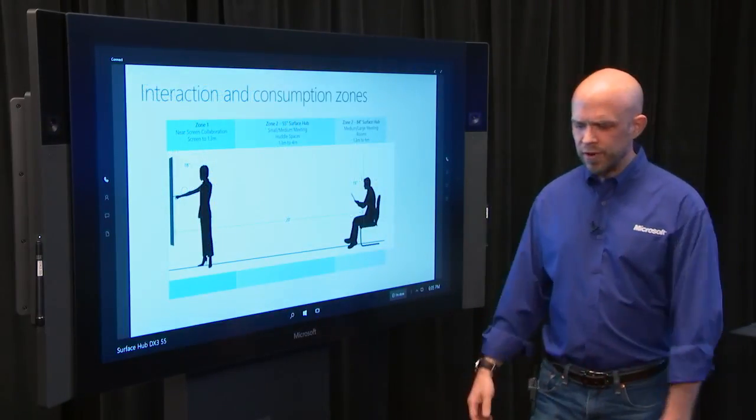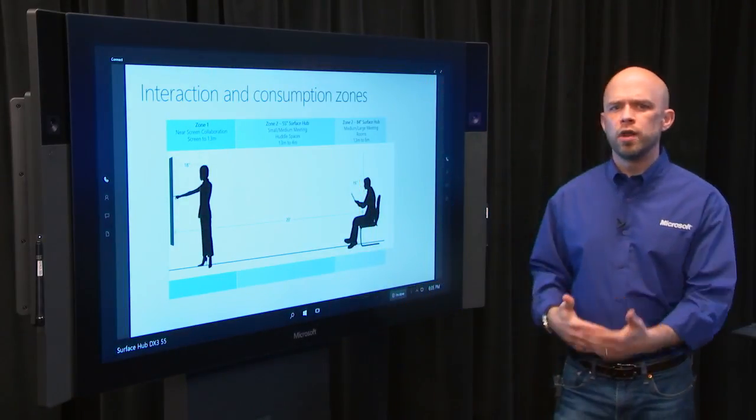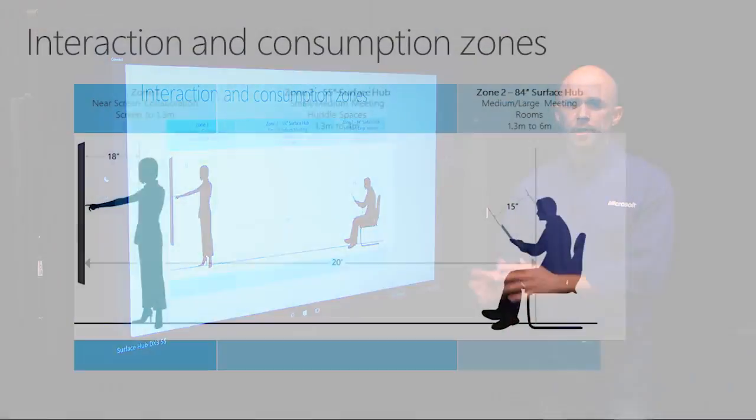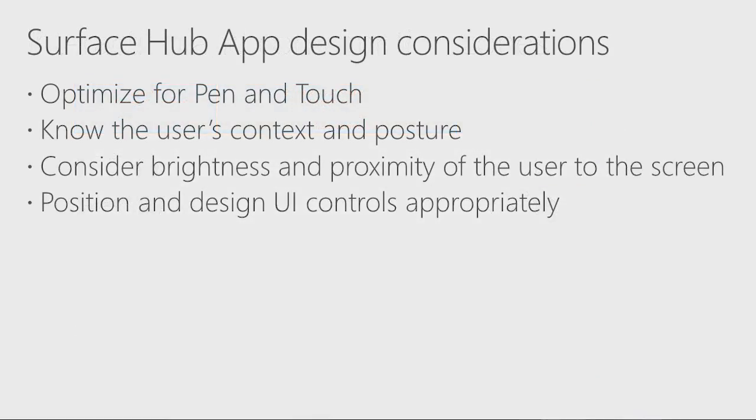So when I'm up at the device and interacting with the device, this is what we call a 1-foot interaction zone. But the Surface Hub also supports great conference room settings where I might be stepped back at a conference room table. We call that a 10-foot experience. But I want to highlight some challenges when looking at that 1-foot experience. First thing, when I'm up here, I don't want to have to use a keyboard and mouse. So optimize for pen and touch.